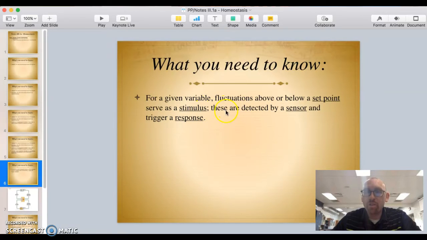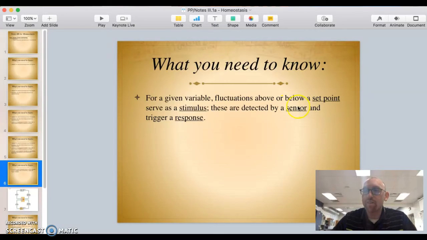Okay. Stimuli are always detected by what are called sensors, and you have these sensors all over your body, in your skin, in your blood vessels, in your brain, all over, that are like little mini computers doing nothing but taking data of how much pressure is on your body, what's your temperature, what's your pH, how much carbon dioxide, how much oxygen do you have in your blood, how much glucose do you have in your blood.